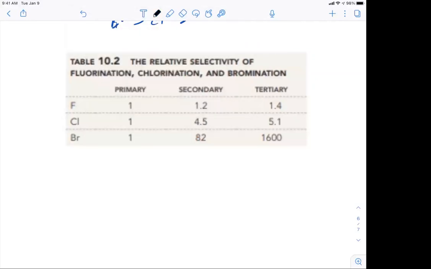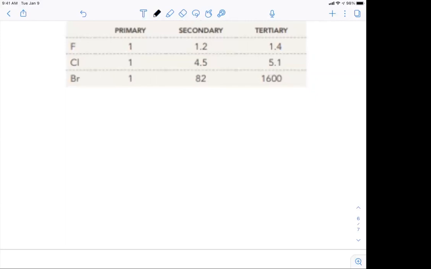Okay, let's try a couple. Give me the major product.